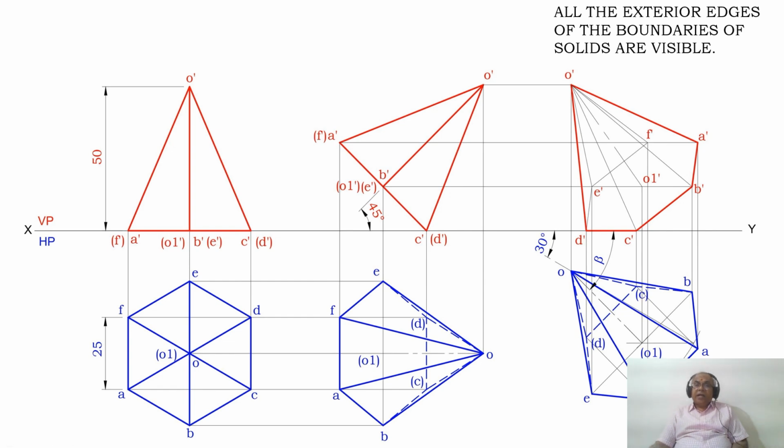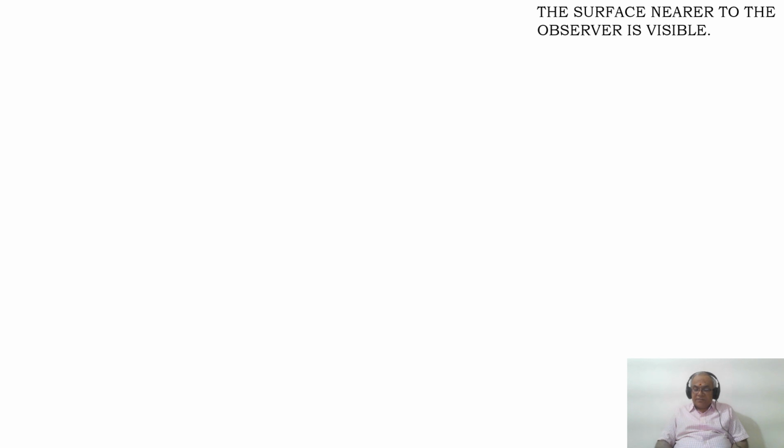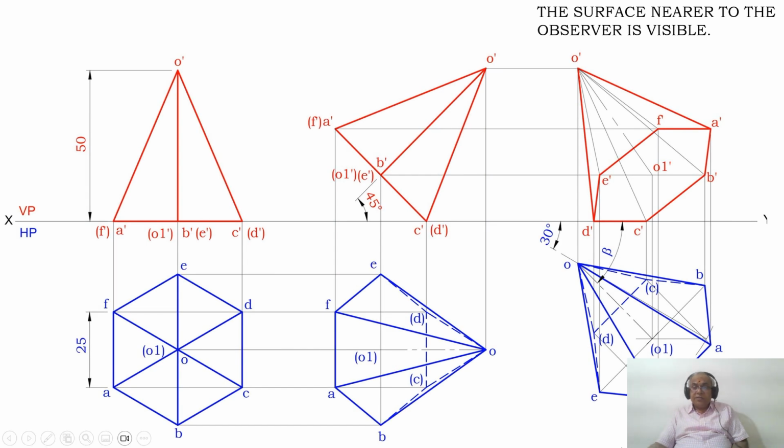Now, once you do that, all the exterior adjusted boundaries of the solids are visible. Then we go to the surface which is near to the observer. As you are writing the front view for the third position top view, as you look from the front view, the entire hexagonal surface becomes visible.